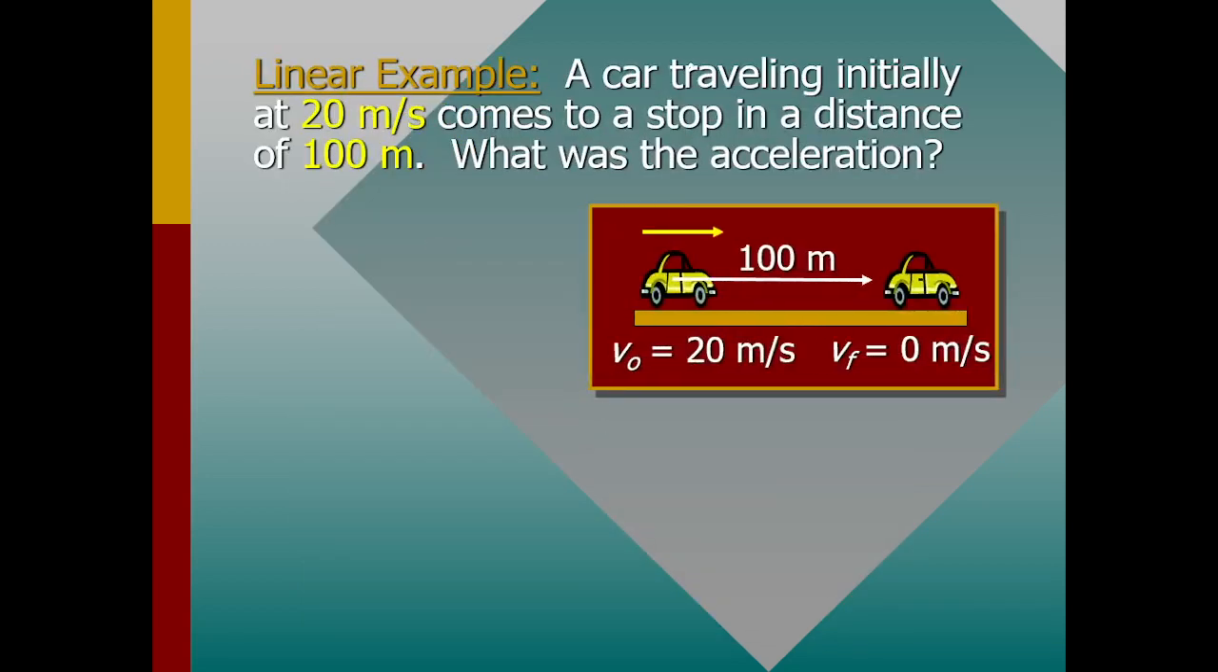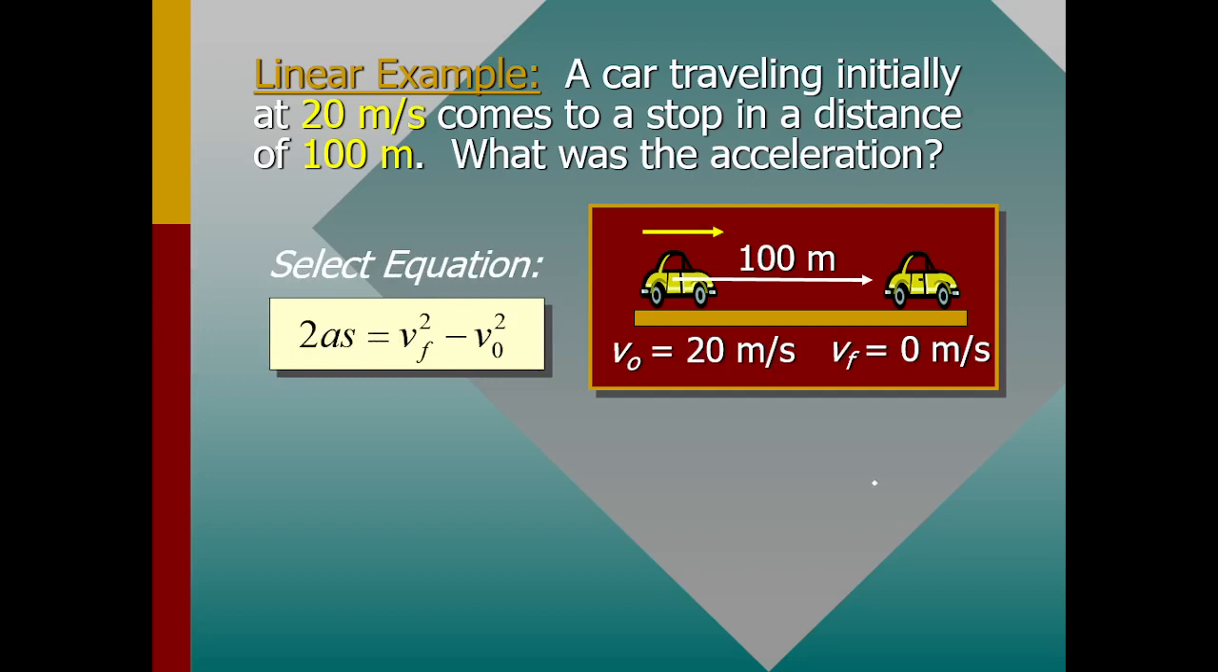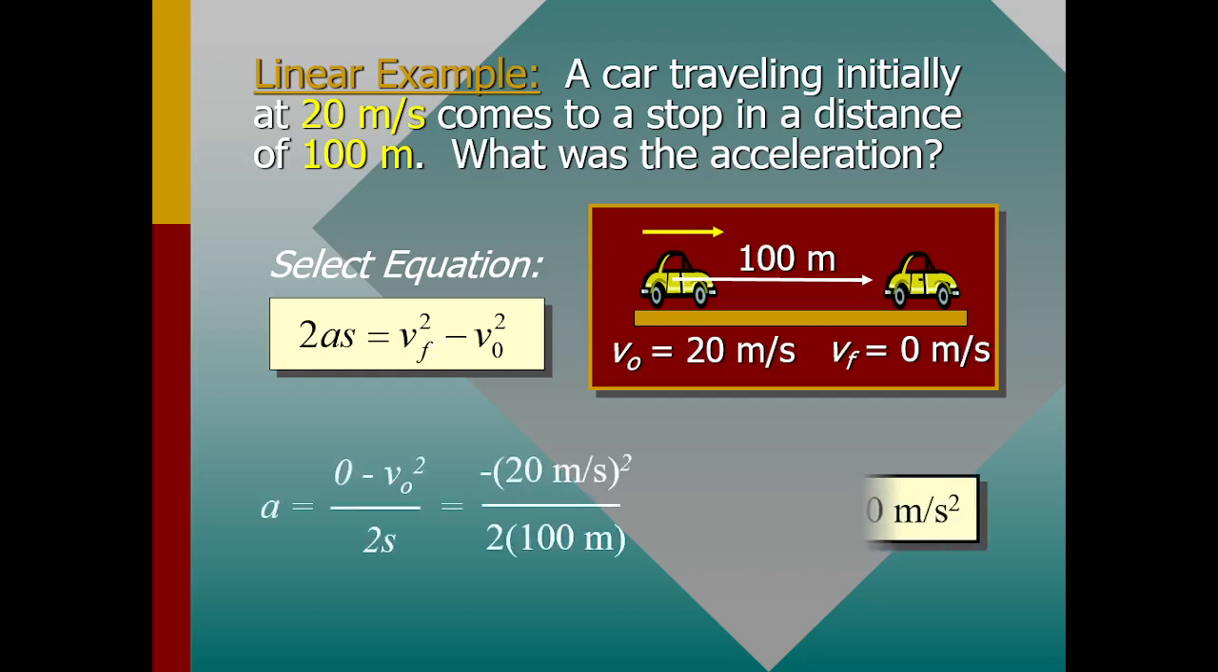Look at the linear motion: a car traveling initially at 20 meters per second comes to a stop in a distance of 10 meters. What was the acceleration? If this is a question from linear motion which we did, you're going to use the equation 2as equals v squared minus v initial squared. When you work that out, you're going to find that acceleration is negative 2.0 meters per second squared. This is what I taught on linear motion.